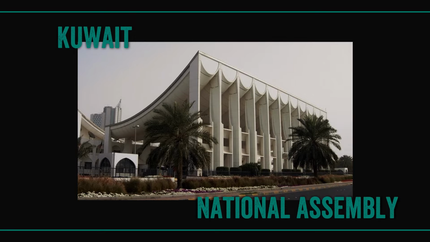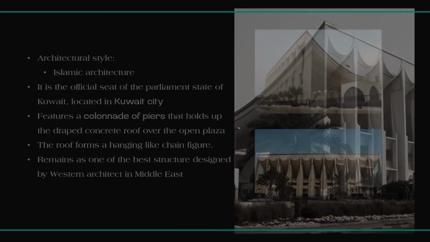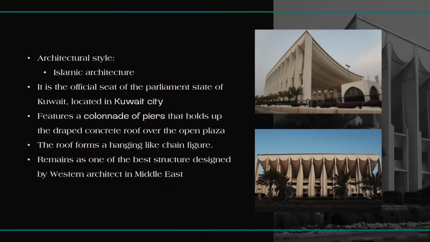Kuwait National Assembly Building. Its architectural style is Islamic architecture. It is the official seat of the Parliament of the State of Kuwait, and it is located in the capital city, Kuwait City. It features a colonnade of piers that holds up the draped concrete roof over the open plaza, and the roof forms a hanging chain-like figure. It remains one of the best structures designed by a Western architect in the Middle East.